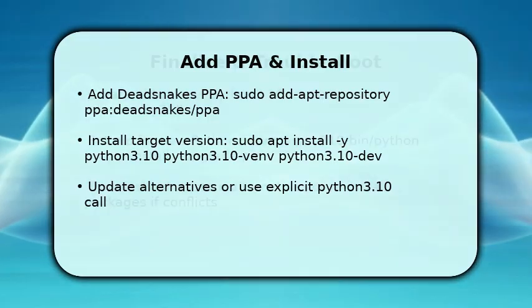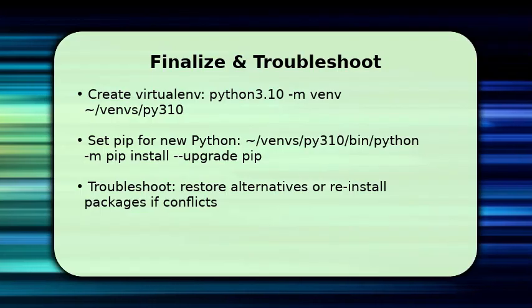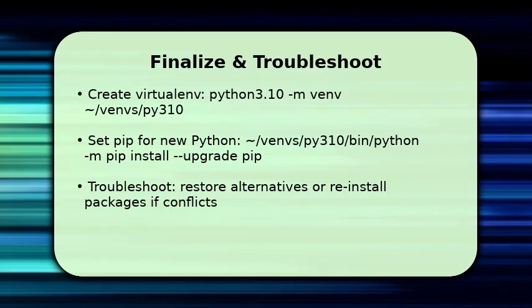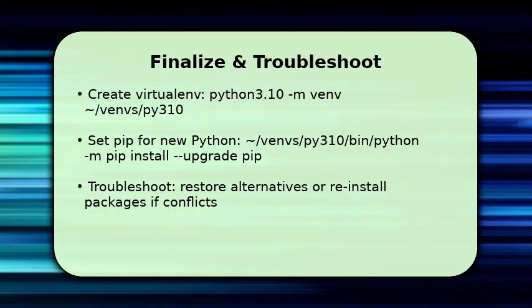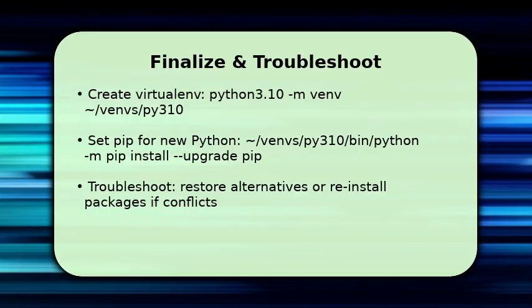python3.10 -m venv ~/venvs/py310 and activate it. Once activated, upgrade pip and install project dependencies using python -m pip install --upgrade pip. Make sure to test scripts inside the venv and run unit tests. If something goes wrong, revert the update-alternatives change or reinstall the original python3 package, and check apt logs.